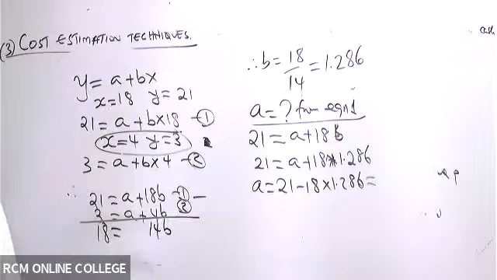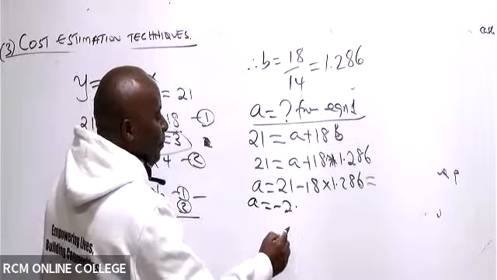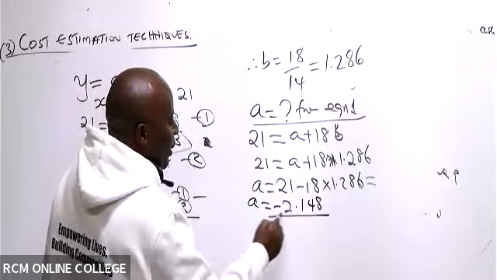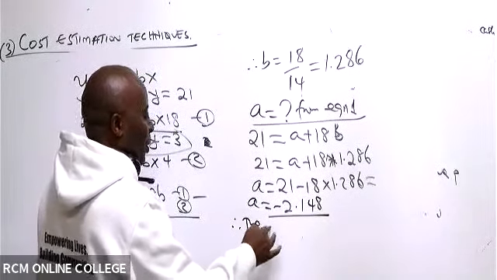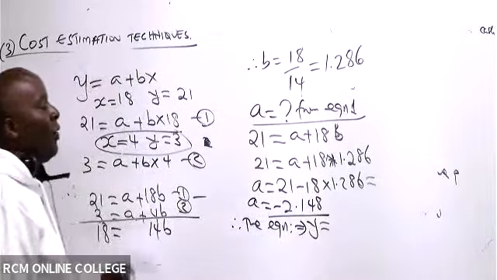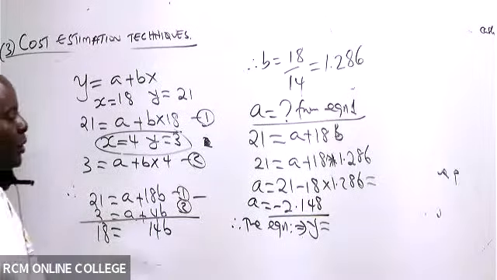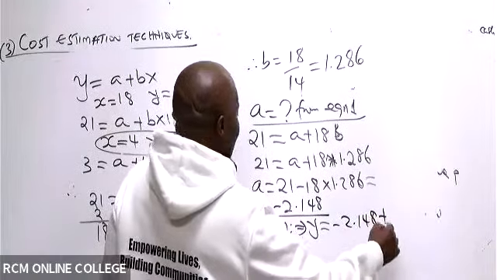So somebody's giving me a figure of what here? So A is minus 2.148. Thank you so much. And therefore the equation, now I have y. So now I know the value of a and I know the value of b. So the equation will be y equals a, which is minus 2.148, plus b.